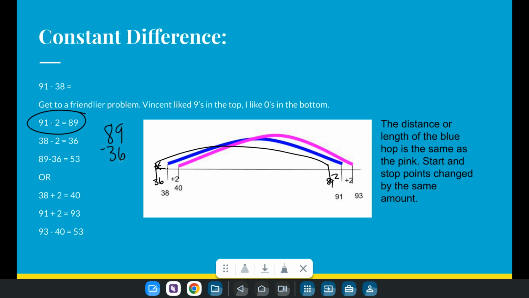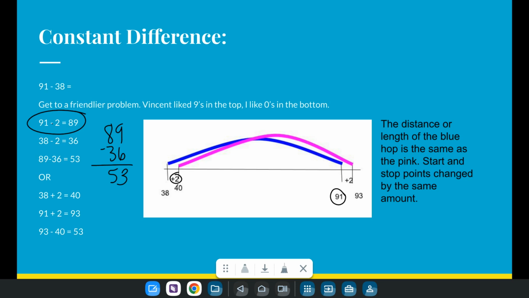Okay, I like to get as many 0s in the bottom number, so I'm going to adjust 38 to be 40. So I'm going to adjust up 2, so now that's the pink line, and therefore I'm going to adjust 91 up 2 as well, and that's going to give us 93 take away 40. Again, same distance, just new numbers, still a distance of 53.